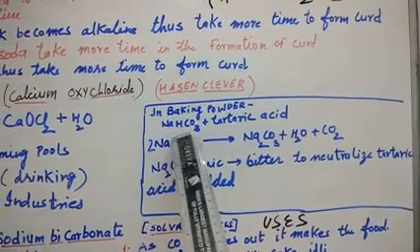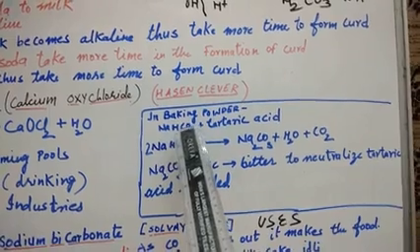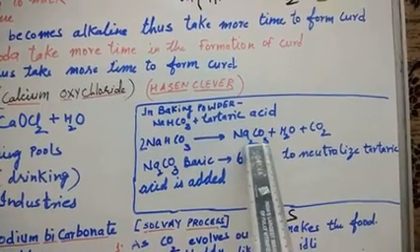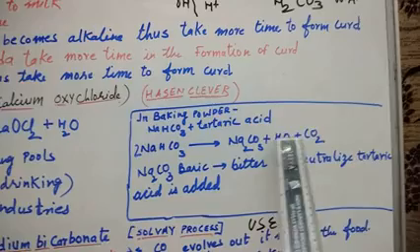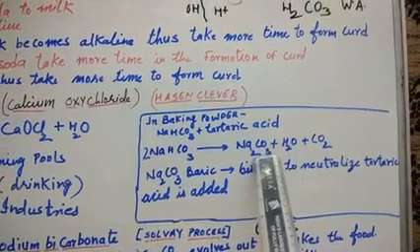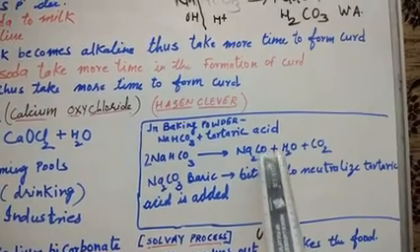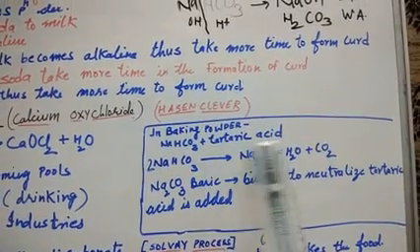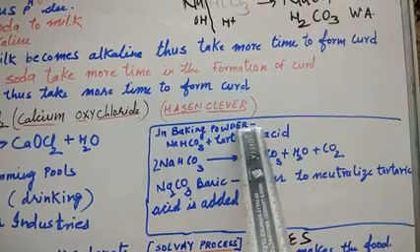Tartaric acid is added. Why? Because on heating, what are we getting? Na2CO3 along with H2O and CO2. This Na2CO3 is making the cake bitter because it is a base. So that base gets neutralized by the tartaric acid present in baking powder.